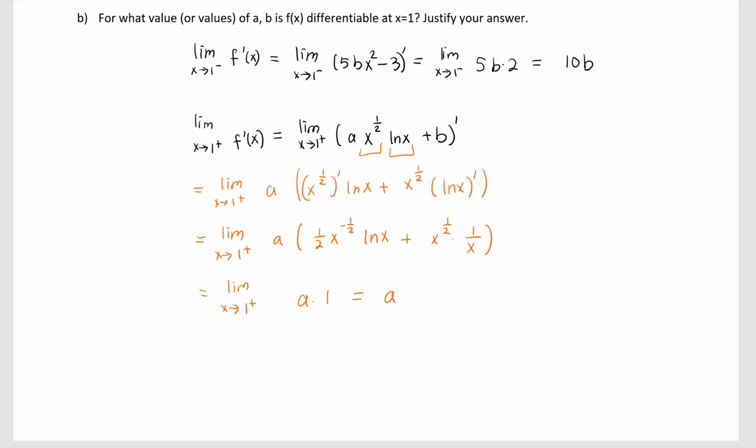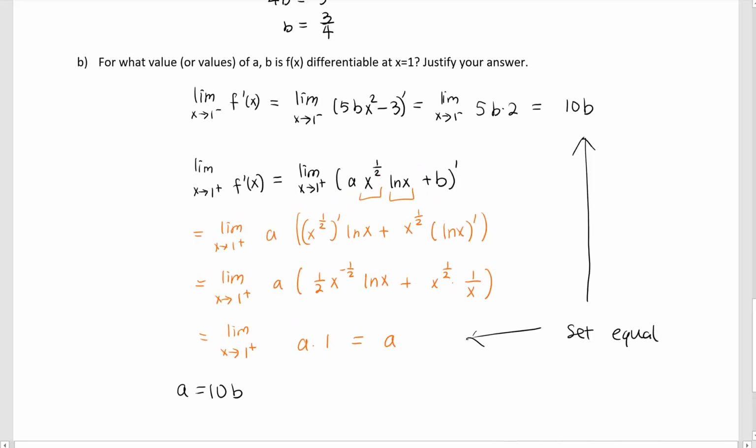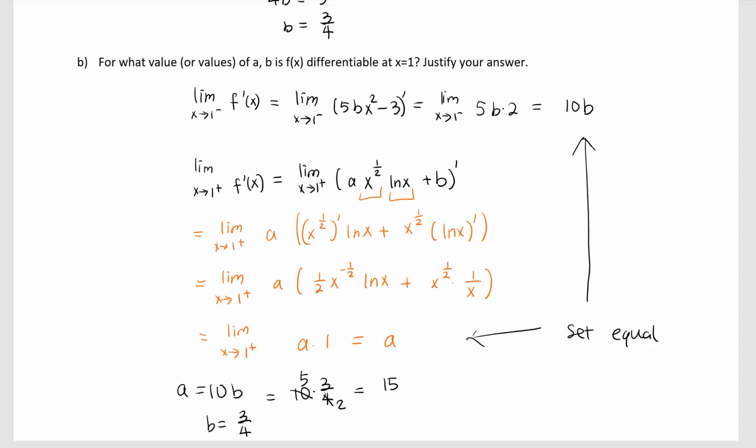Okay, so let's see. We set them equal. Then b equals a, but do we have something? Well, b is 3 over 4. Then a is 10b, which is 10 times 3 over 4. We can factor out the 2 and cancel the 2. 3 times 5 is 15. So 15 over 2 is our answer.